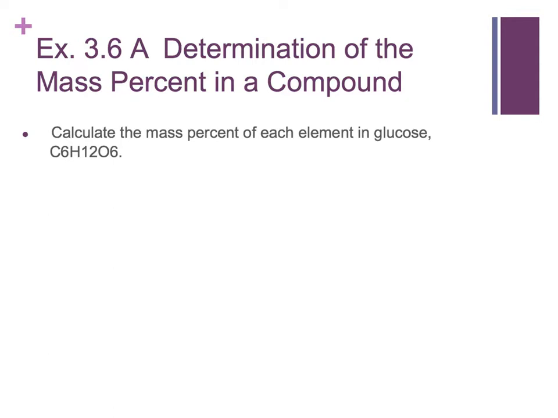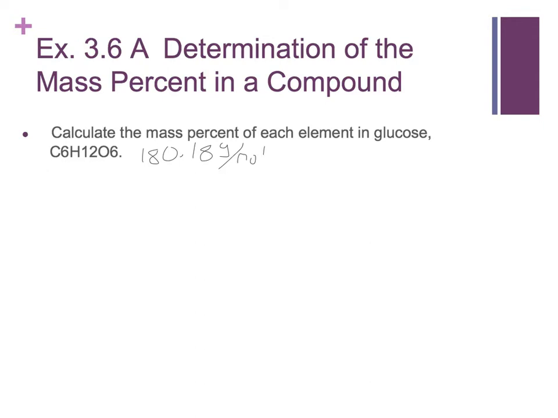It says calculate the mass percent of each element in glucose. So C6H12O6, first thing we want here is the molar mass. It's really easy to get. Add all those up, 180.18 grams per mole. Now if we want the percent of each element in that mass, percentages are the same.